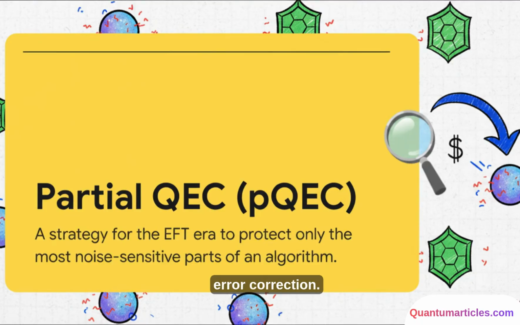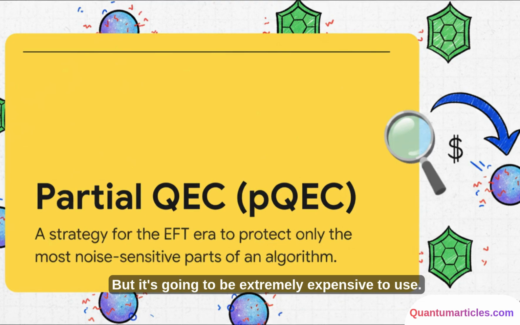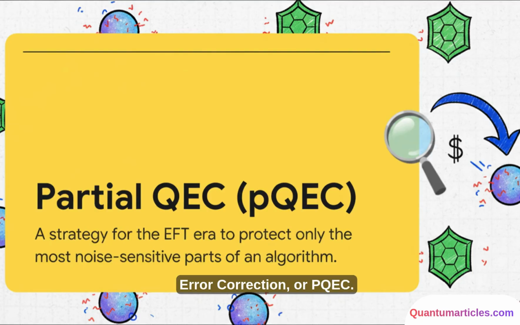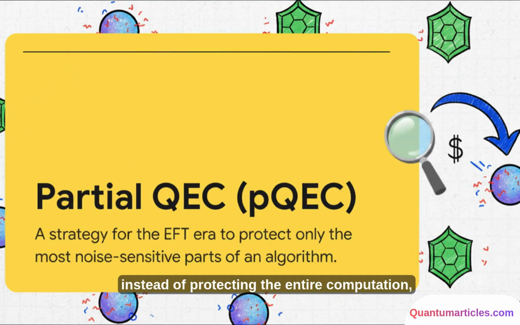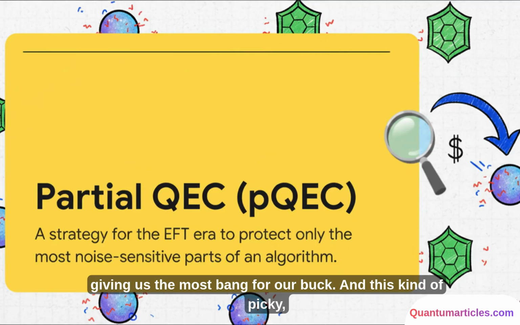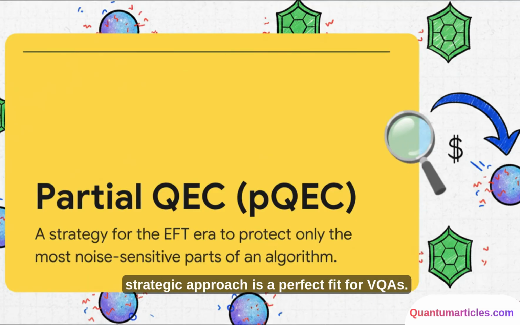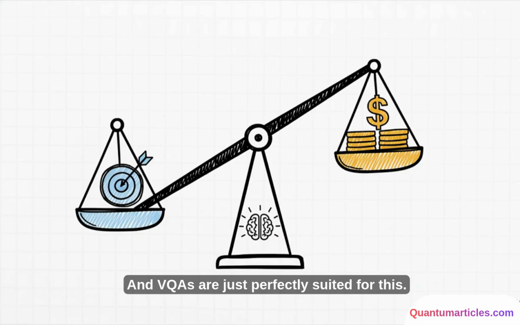Let's see how. Okay, so as we move into that next era, the early fault-tolerant era, we'll finally start to have some error correction. But it's going to be extremely expensive to use. So we'll probably use a strategy called partial quantum error correction, or PQEC. The idea is, instead of protecting the entire computation, we'll strategically protect only the most sensitive bits, giving us the most bang for our buck. And this kind of picky, strategic approach is a perfect fit for VQAs.